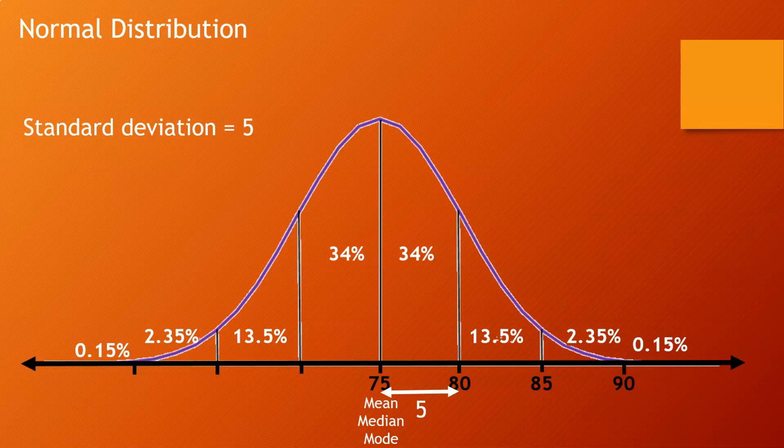Now, since this curve's symmetric, we can also go the other direction. So to the left of the mean, we have 34% of the scores between 75 and 70. And we can continue that by subtracting 5 from 70, and we'll find that between a score of 65 and 70, we had 13.5% of the test scores, and so on.